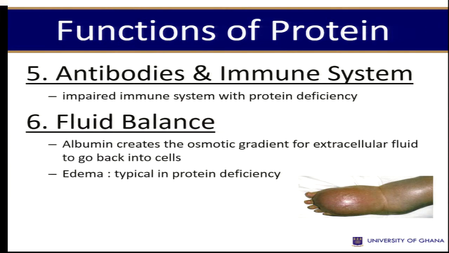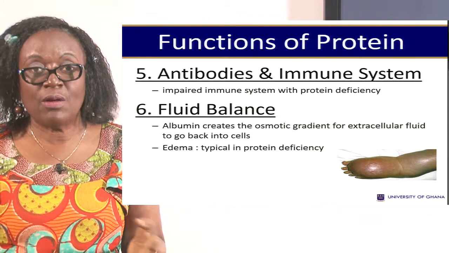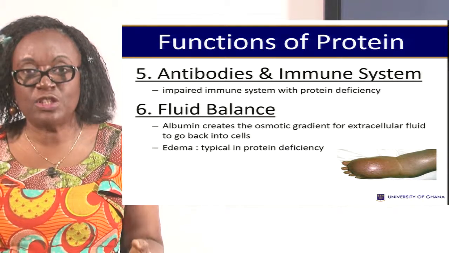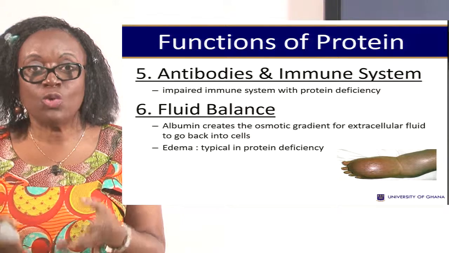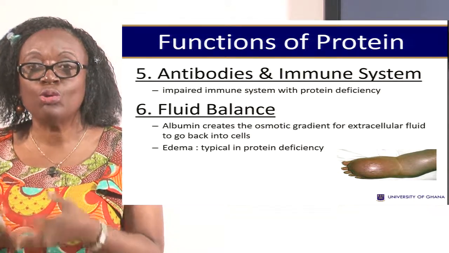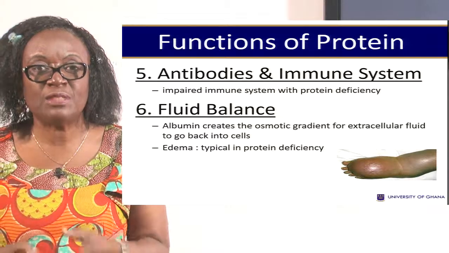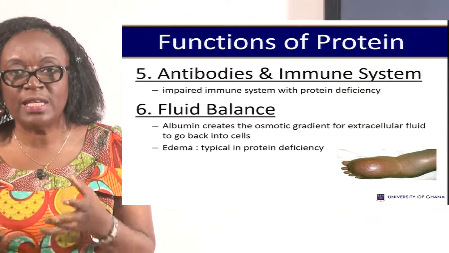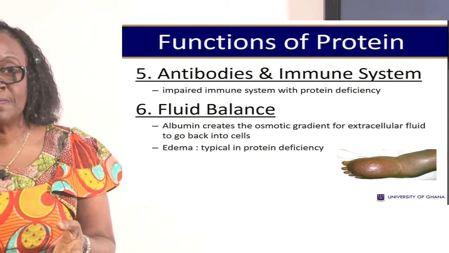Yes, our immune system, antibodies that fight the infections, are formed from proteins. So without proteins, the child's immune system becomes very low. It's not only children, adults too, we need proteins for our antibodies to fight the infections for us. So anybody who is protein deficient, it means that your immune system also goes very low. And we see this very commonly among our protein energy malnourished children.